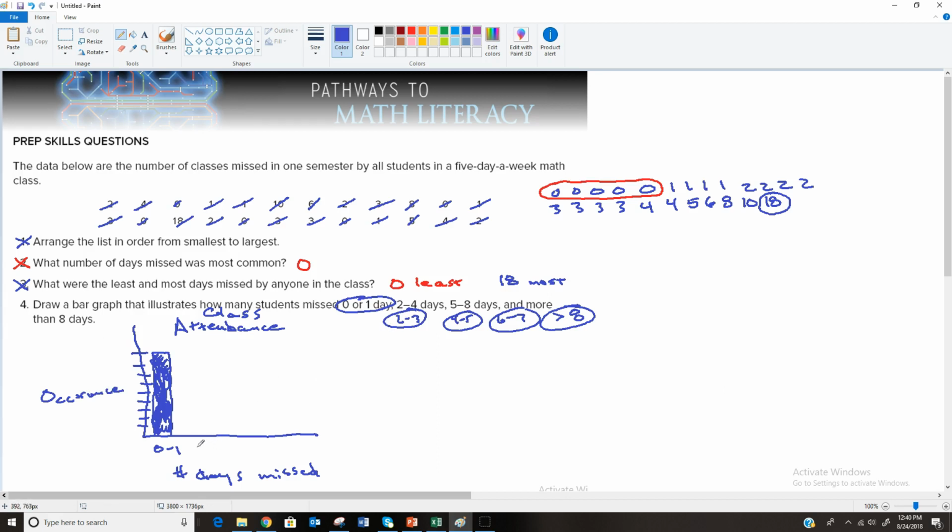Now we'll do 2 to 3. And 2 to 3, we've done zeros, we've done the ones. 2 to 3 would be 1, 2, 3, 4, 5, 6, 7, 8 students missed 2 to 3 days. And so I've taken care of the 2s and the 3s, and then we have the 4s and the 5s. There's only 1, 2, 3 of those. So 4 to 5 was only 3.